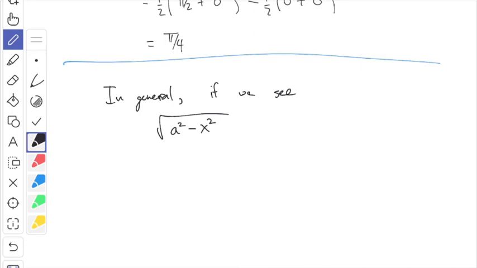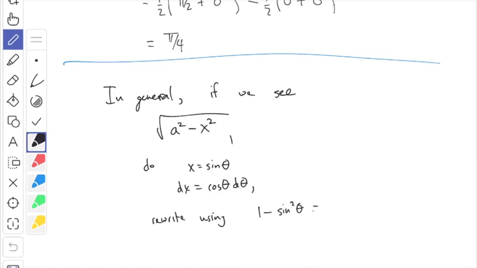If we see this, you do the substitution x equals sine theta, dx equals cosine theta d theta, and then rewrite using 1 minus sine squared theta equals cosine squared theta. That's what we just did in the example.